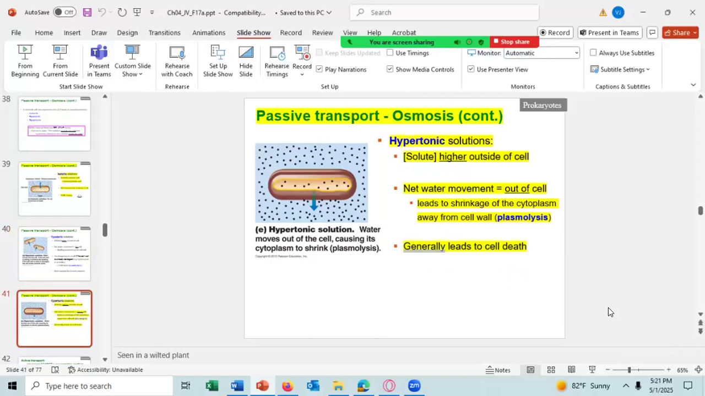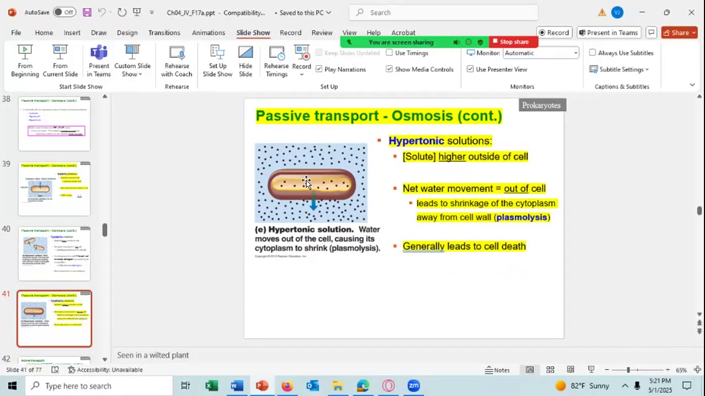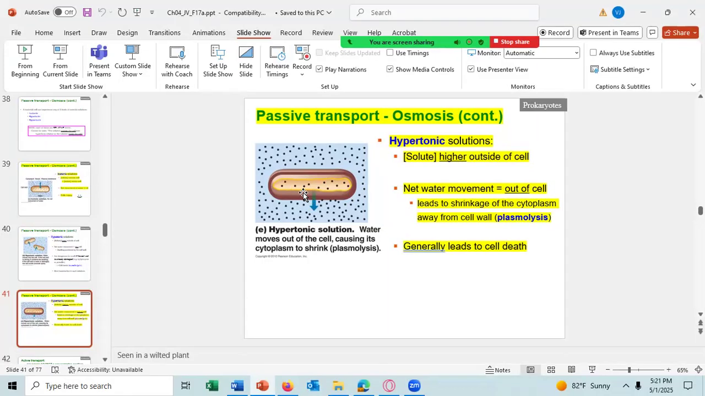All right, a hypertonic solution, the third tonicity that a cell can find itself in, is where the solute concentration outside the cell is higher than the solute concentration inside the cell. So there's a net movement of water out of the cell. That will mean the cell membrane will pull away from the cell wall and begin to shrink, shown here in yellow, leading to plasmolysis. This generally will lead to cell death, depending on how sensitive the cell is to water loss.